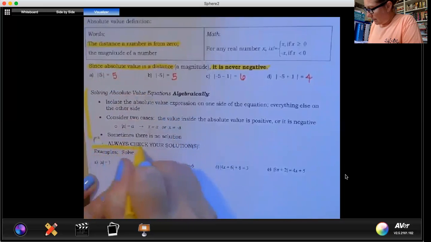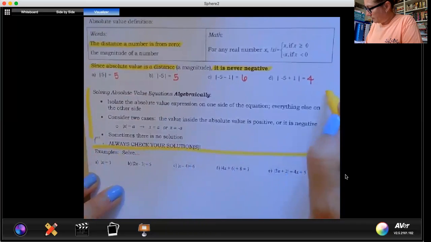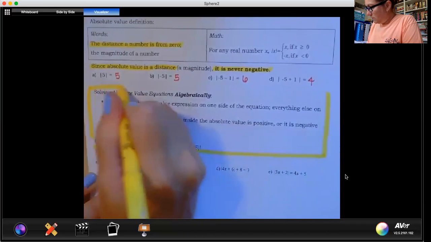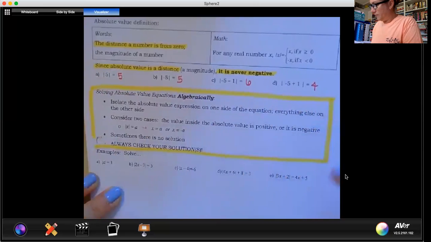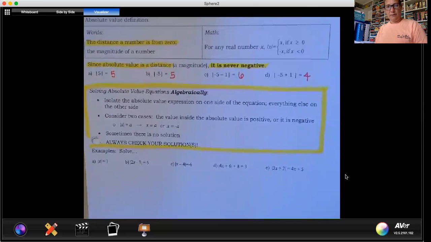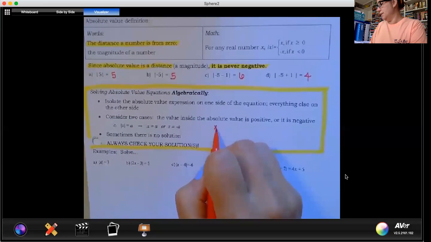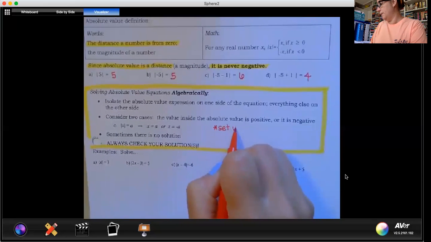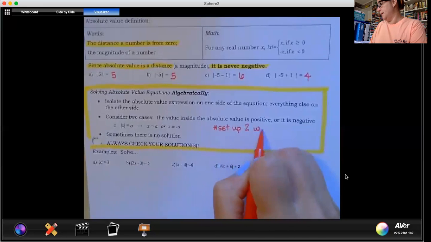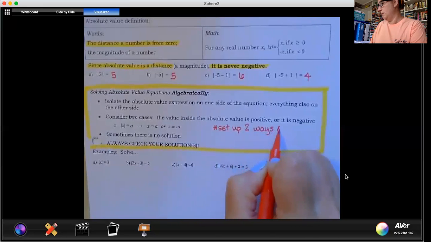So one thing that you need to make sure that you do when you solve algebraically is in this highlighted box here. When you solve algebraically, you isolate the absolute value expression on one side, everything else on the other side. Think of it in terms of your variable. Consider two cases. The value inside the absolute value is positive or negative. Sometimes there's no solution. Always check your solutions. So you're going to hear me say this a lot, set up two ways. One's positive, one's negative.